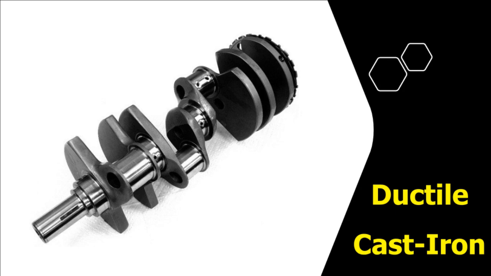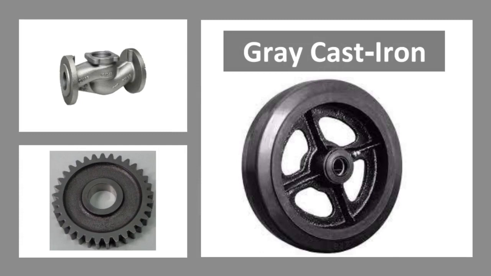Gray cast iron. This is the most common and least expensive type. The carbon is contained in the structure as flakes of graphite. When fractured, this type of cast iron has a gray-black appearance. When cast, gray cast iron is cooled slowly, which allows the carbon, graphite, to separate into a free state. This gives the metal good wear resistance because of the lubricating properties of the graphite flakes.